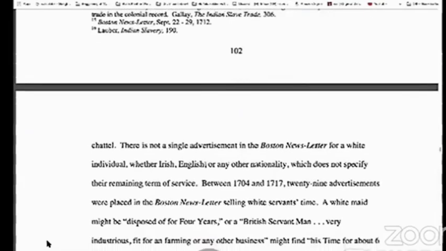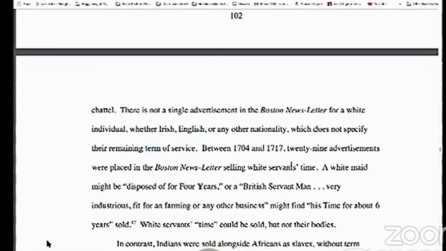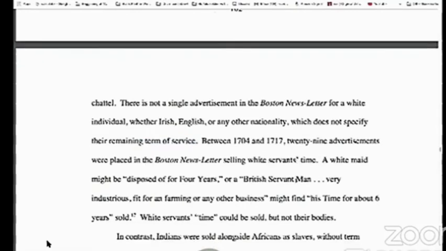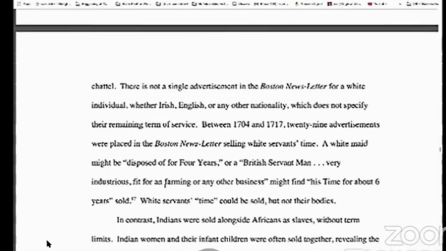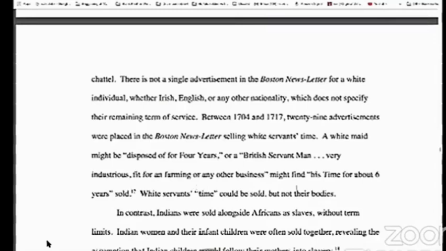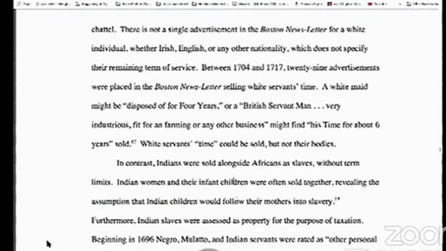There's not a single advertisement in the Boston newsletter for a white individual, whether Irish, English, or any other nationality, which does not specify their remaining term of service, right? Indentured servitude. Between 1704 and 1717, 29 advertisements were placed in the Boston newsletter selling white servants' time. A white maid might be disposed of for 4 years, or a British servant man, very industrious, fit for farming or any other business, might find his time for about 6 years sold. White servants' times could be sold, but not their bodies. In contrast, Indians were sold alongside Africans as slaves without term limits.